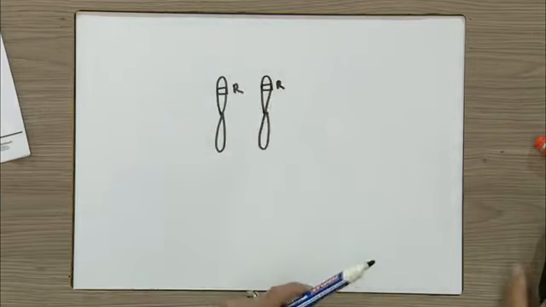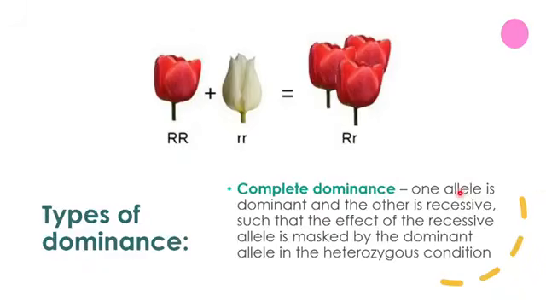So if we go back to our definition, we see that in complete dominance, the one allele is dominant and the other one is recessive, which means that this dominant allele will mask the recessive allele in the heterozygous condition. So what is meant by the heterozygous condition?